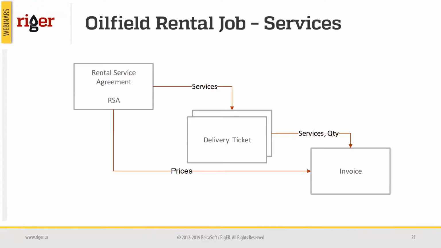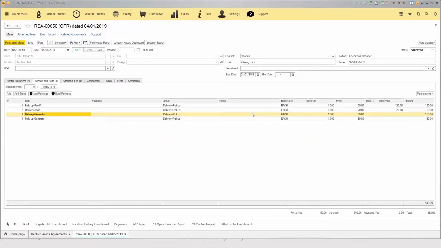If we talk about rental services, some of the rental jobs can have the services itself, and we can take all those services from the delivery ticket and multiple delivery tickets and generate an invoice based on that. And let's see how it's done in RigER.